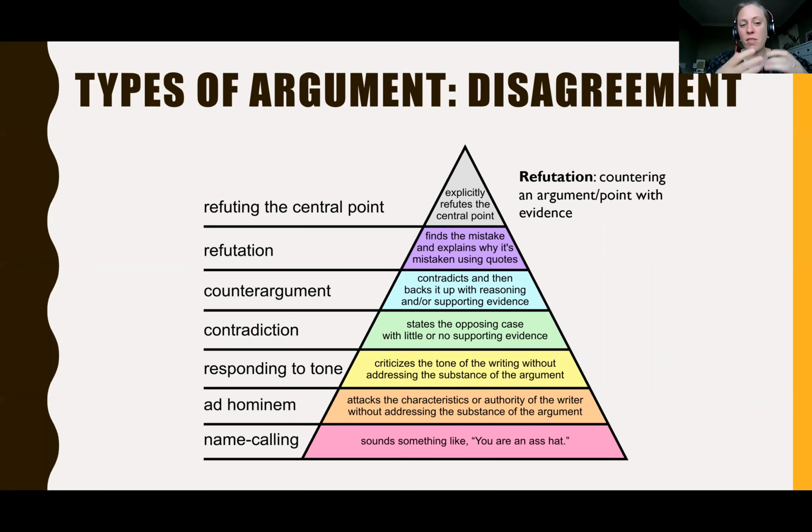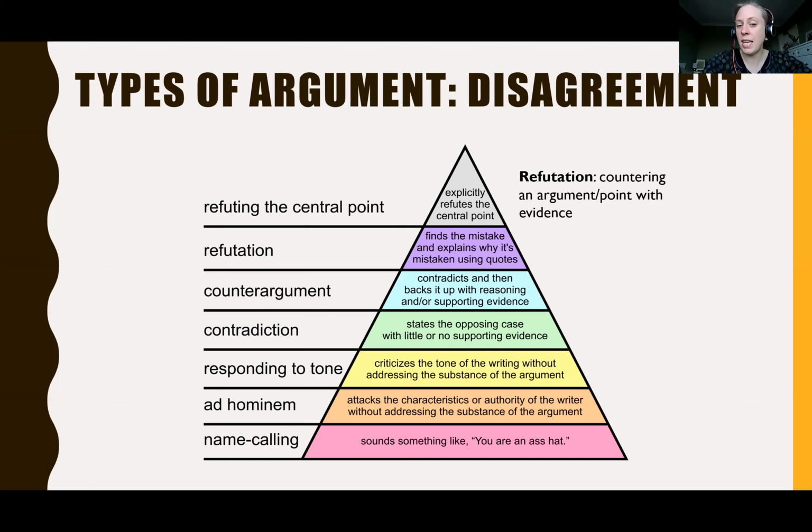So here you see a pyramid of different types of arguments, some which are good and some which are very, very bad. At the bottom of the pyramid, we have things like name calling, attacks on the character of the writer rather than actually engaging with the argument that the writer might have put forward, looking at tone rather than the content of the argument. Then in the middle, we've got the contradiction, so just stating the case against without actually engaging with the evidence that the writer might have brought to bear. That's in the middle, but it's still not great. So everything below contradiction is really bad argumentation and has no place in your own writing.